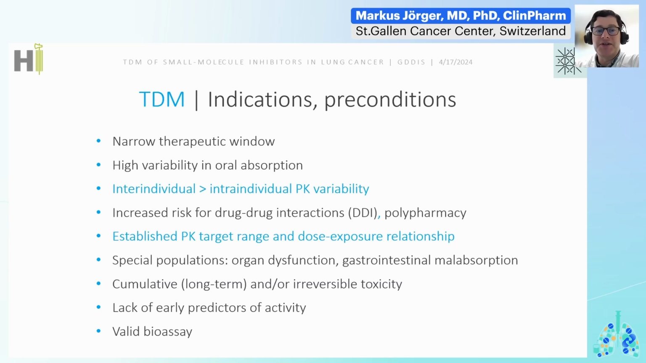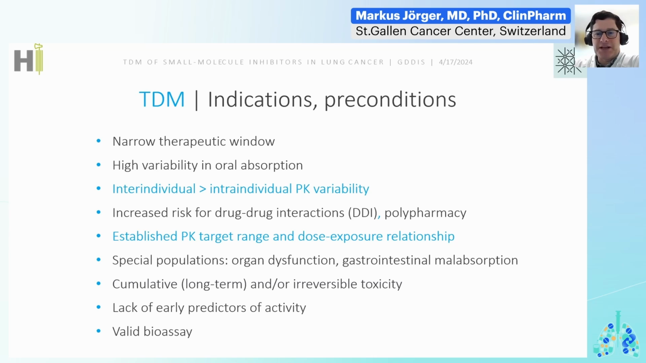always be the case. Increased risk for DDIs, drug-drug interactions, or polypharmacy. That is certainly a check for the kinase inhibitors, maybe not necessarily for all anti-cancer drugs. A very important one is an established PK target range and dose exposure relationship. We will see this later. This is, I think, an important criterion.